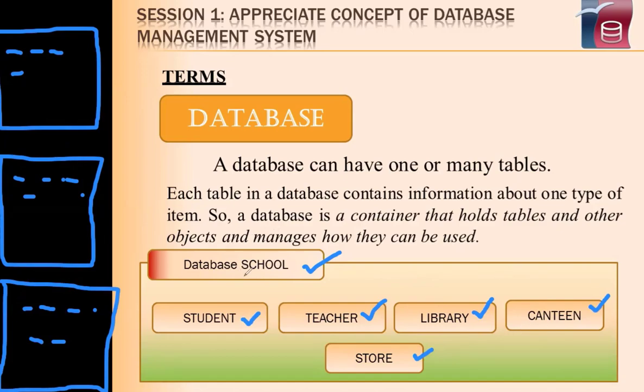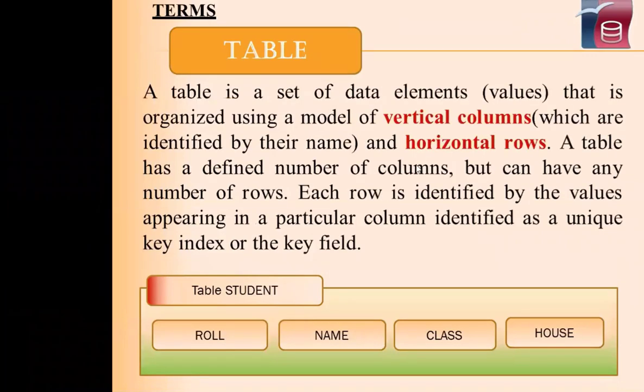So a database is a big container which is storing different related tables within it. If we have to define it, a database can have one or more tables. Each table in a database contains information about one type of item. So for example, the student table will store the information about the students. So a database is a container that holds tables and other objects and manages how they can be used. That's the definition for database. Then we move on to the next slide.